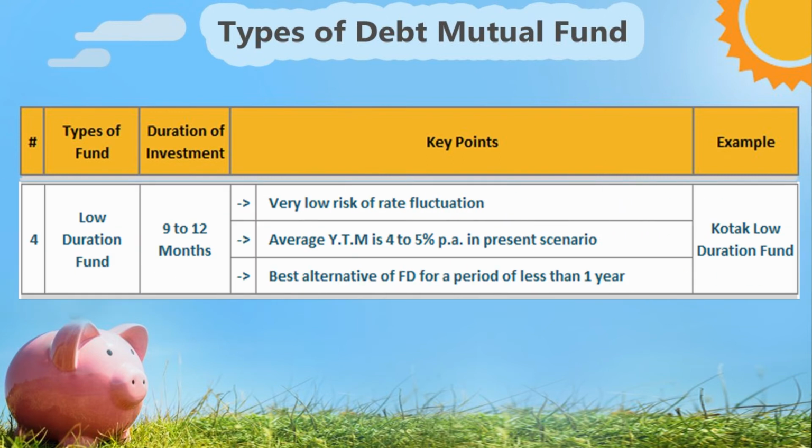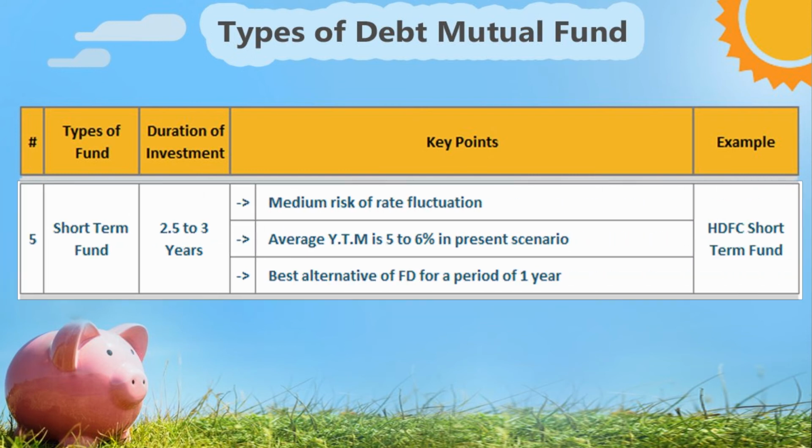Next is low duration fund. These funds have a modified duration of 9 to 12 months. The risk of interest rate fluctuations is low but high as compared to liquid funds. These funds have a YTM of up to 4 to 5%. One example of a low duration fund is Kotak Low Duration Fund.